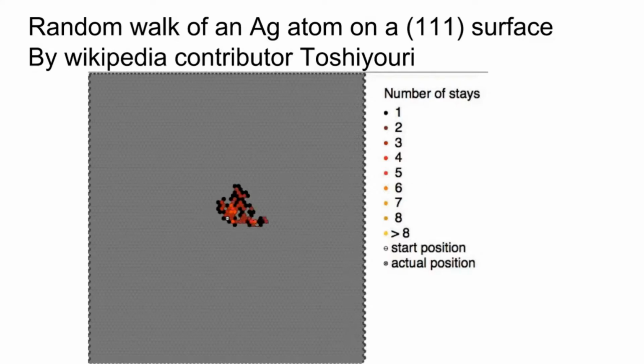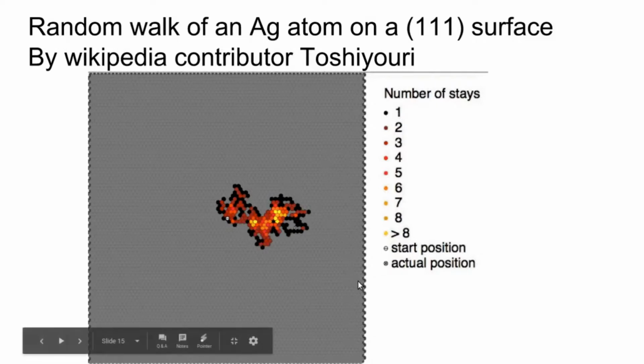Here is a hexagonal grid representing the surface of a block of silver, and we see one silver atom taking a random walk on the hexagonal grid. Here the color is indicating how often the atom has revisited that site. So the yellow are places that the atom has visited often. The black and red are places not visited often. The black is only one stay at each location.